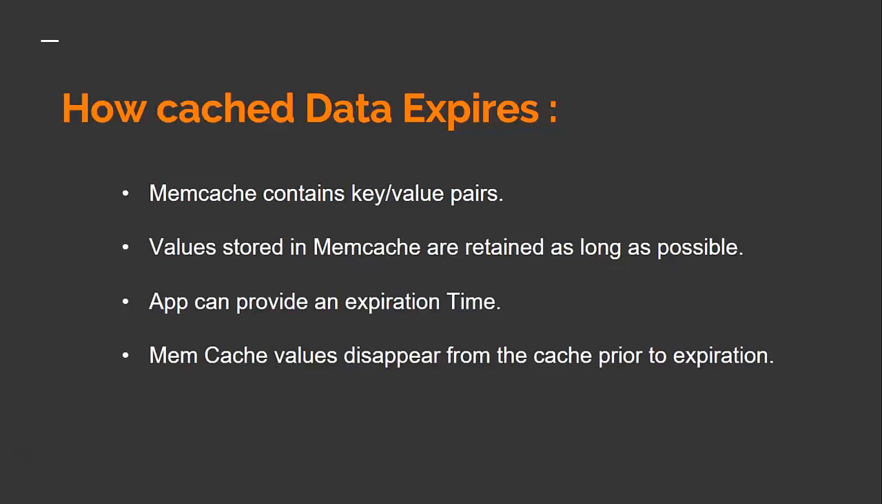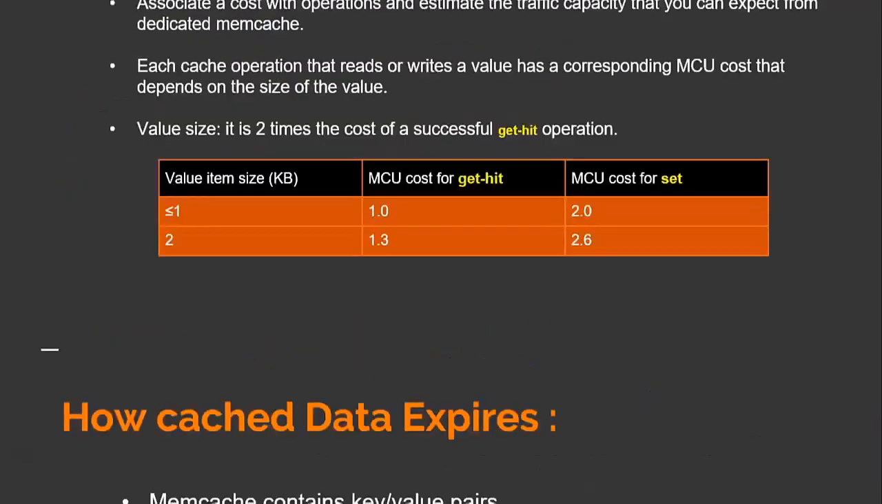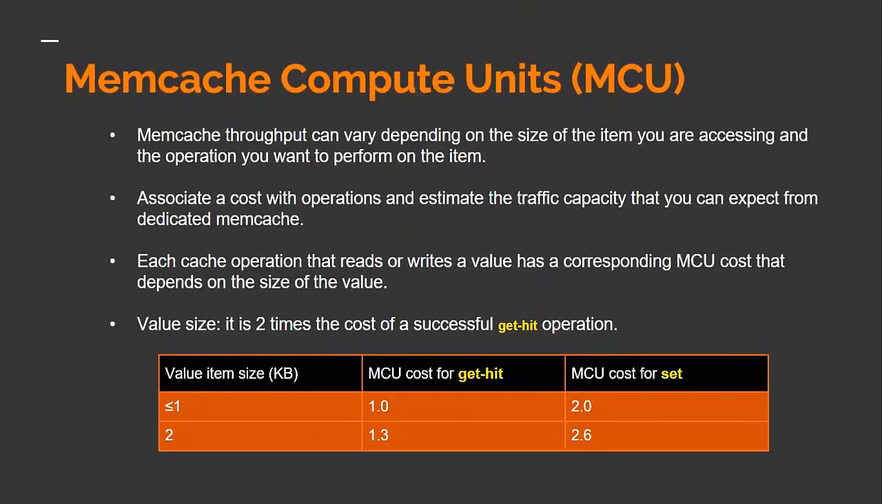Or you can erase an application's entire cache via your API or your Memcache. Next, we can see the Memcache compute units. As we know, your Memcache throughput can vary depending upon the size of the item you are accessing and the operation you want to perform on the item. You can roughly associate a cost to an operation and estimate the traffic capacity that you can accept from the dedicated Memcache using a unit called the Memcache compute unit, or MCU.